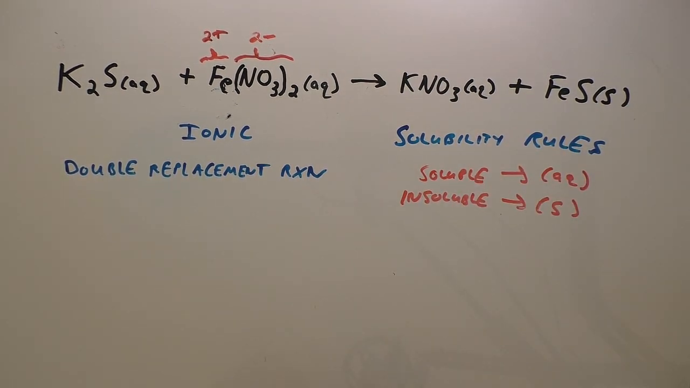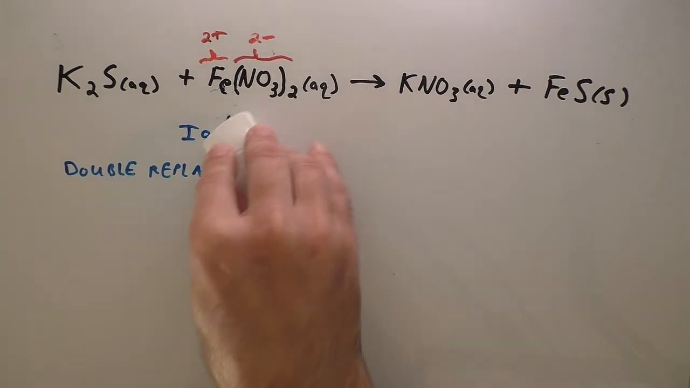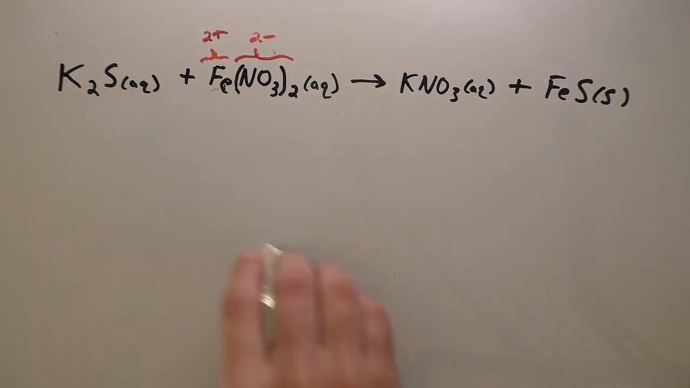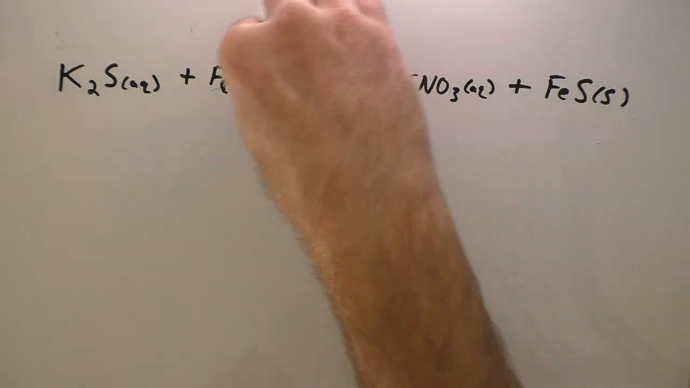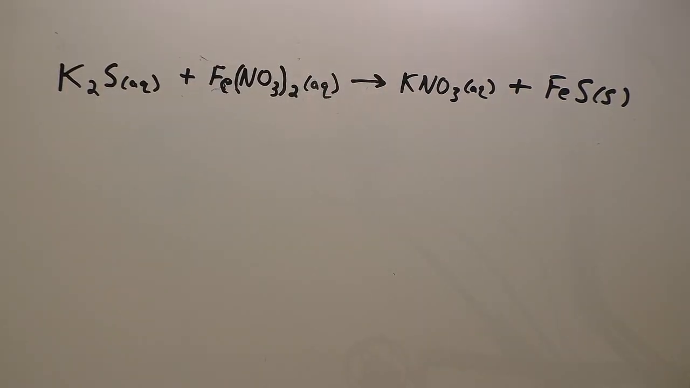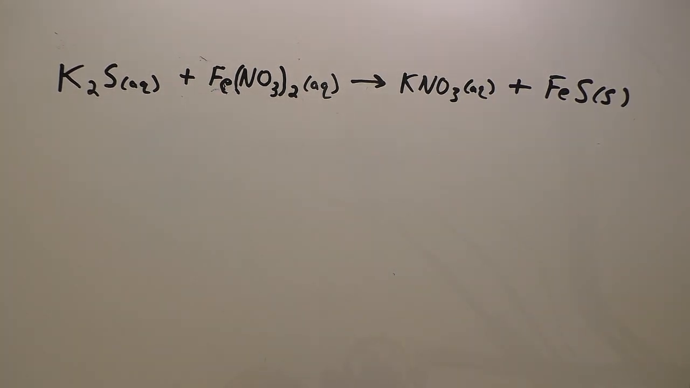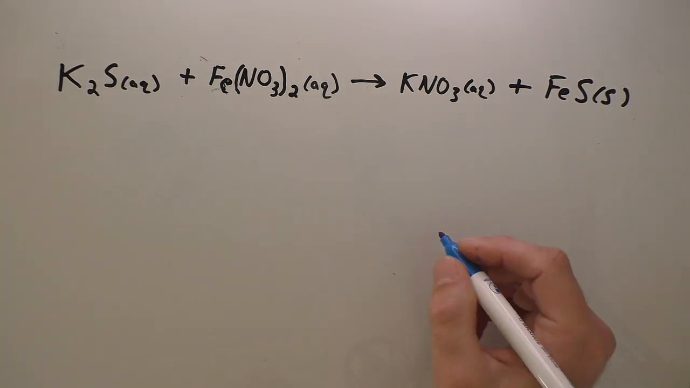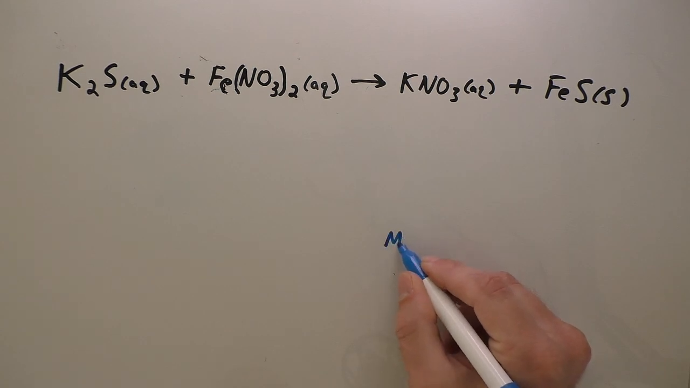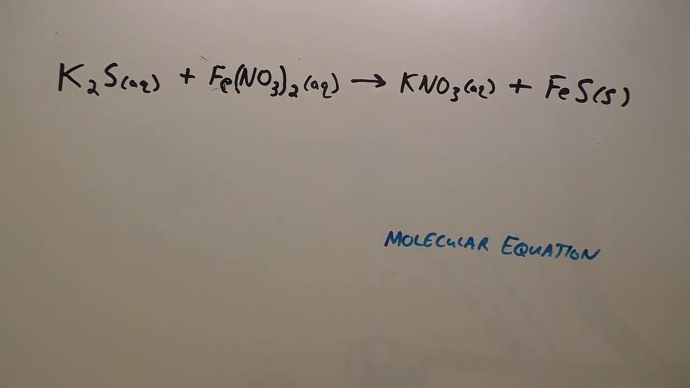It does not dissolve. So right now we have just successfully predicted the products of the reaction, and the equation as it's written now has a name. There's a name for this type of equation as it's currently written. I'll write it down here. It's called a molecular equation. Molecular equation, what does that mean?